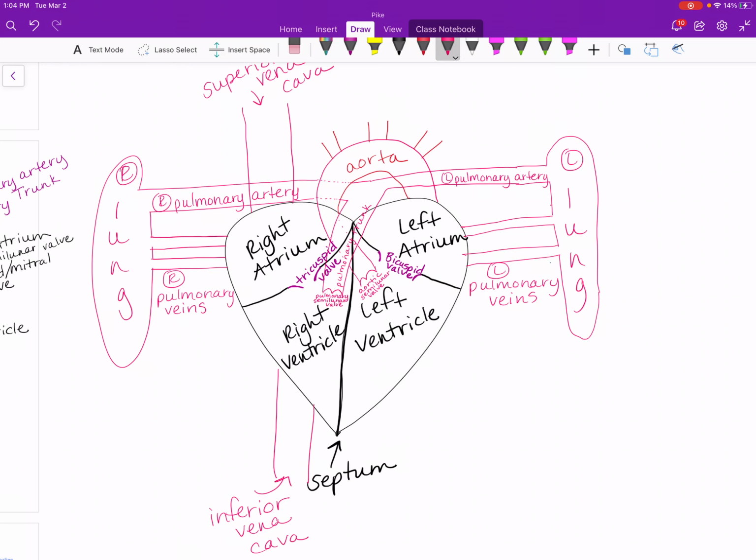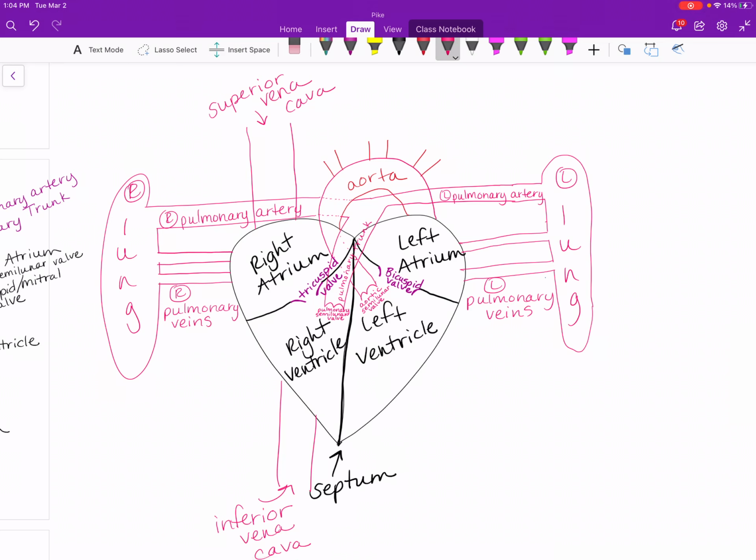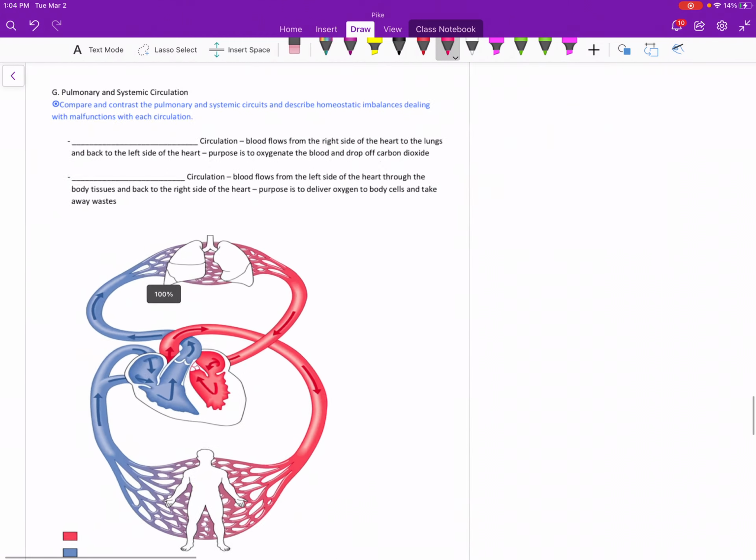blood flow. Okay, so hopefully yours is colorful and beautiful. It doesn't have to be very artistic. It just has to be anatomically correct. Everything's in its correct location, and it's labeled with its correct name. Okay? So now we're going to go down to our circulation right here.